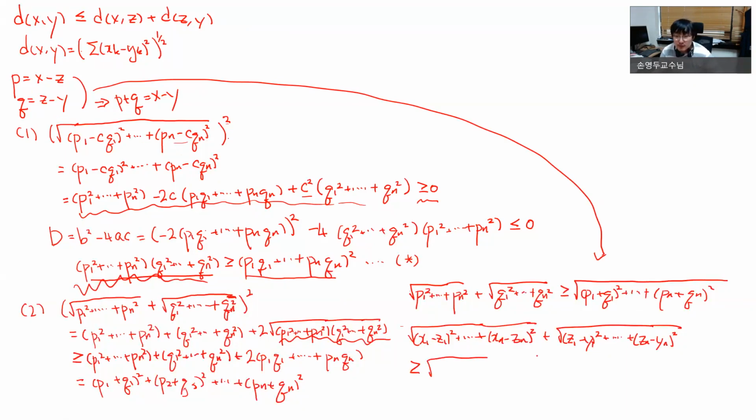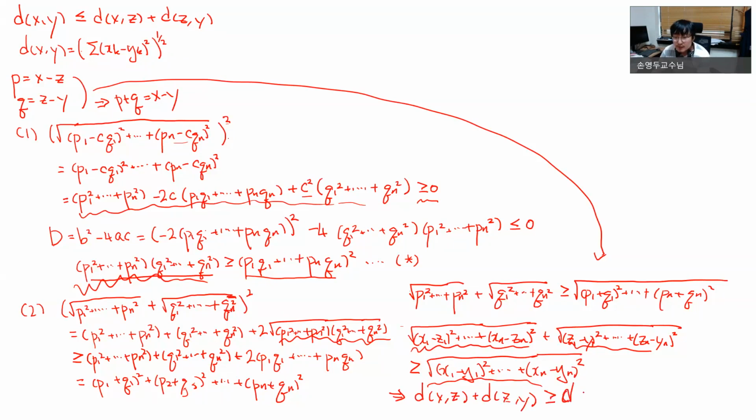So this one is the square root of (x1 minus y1) squared plus ... plus (xn minus yn) squared. So we know this one is the distance between x and z, this one is the distance between z and y, and this one is the distance between x and y. So we can conclude that d(x, z) plus d(z, y) is greater than or equal to d(x, y). Okay, that's it.